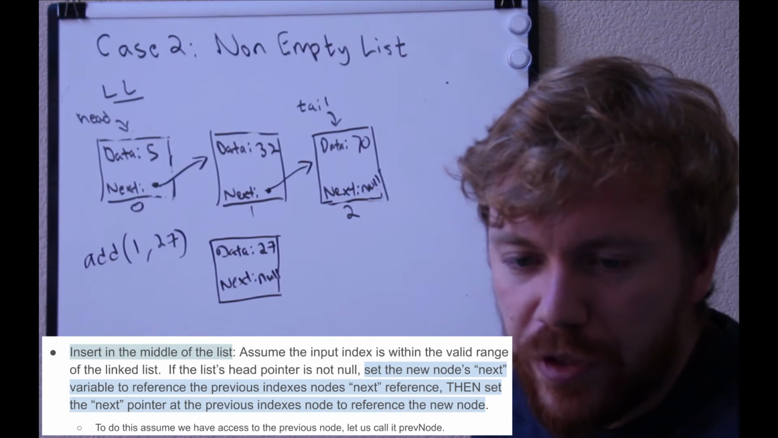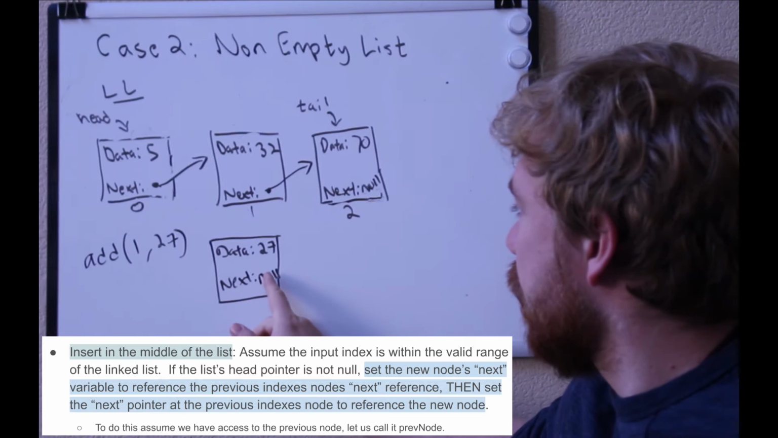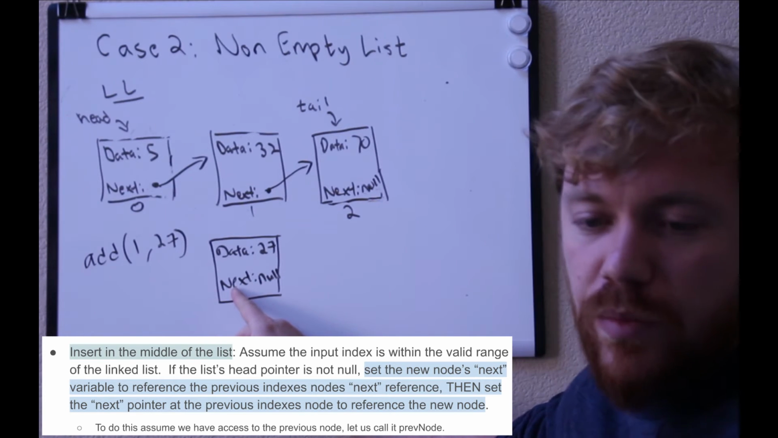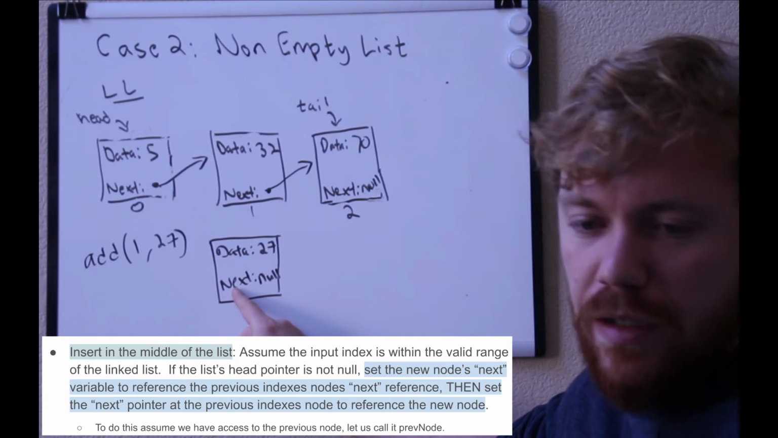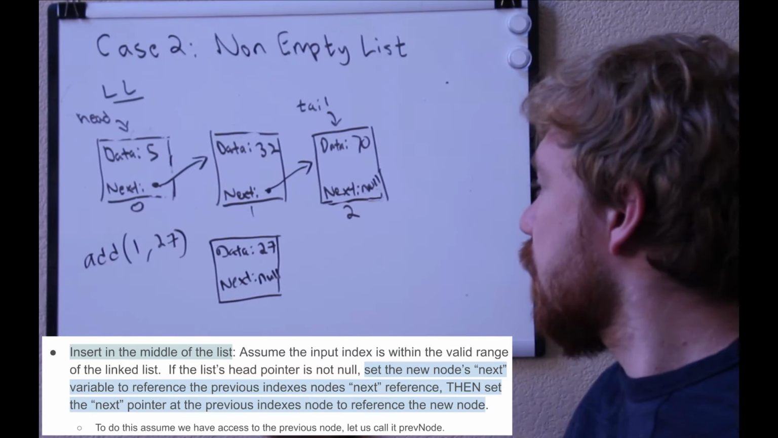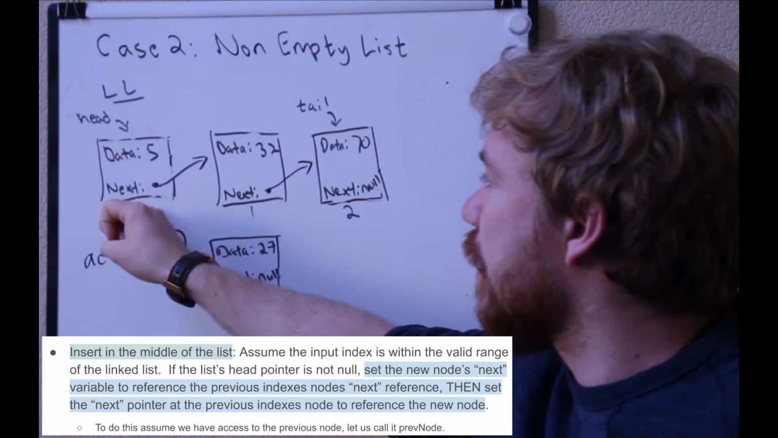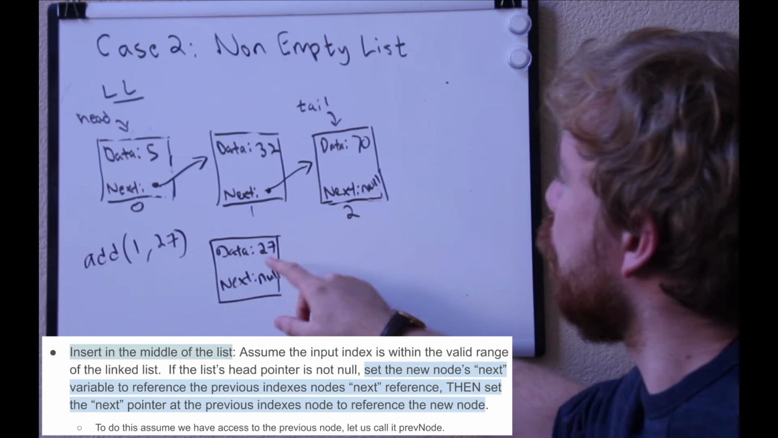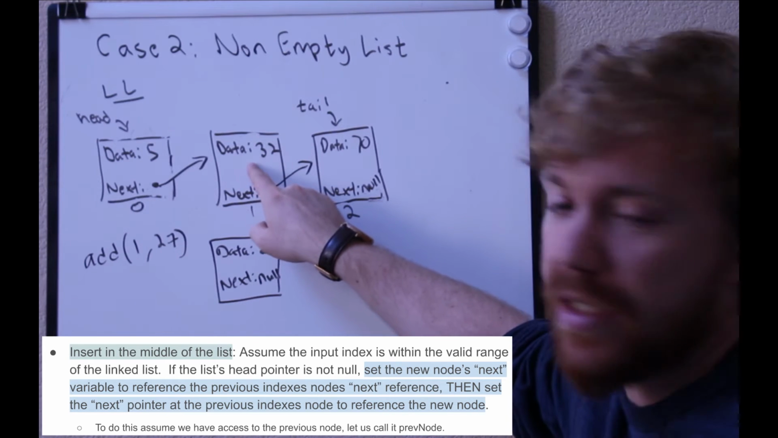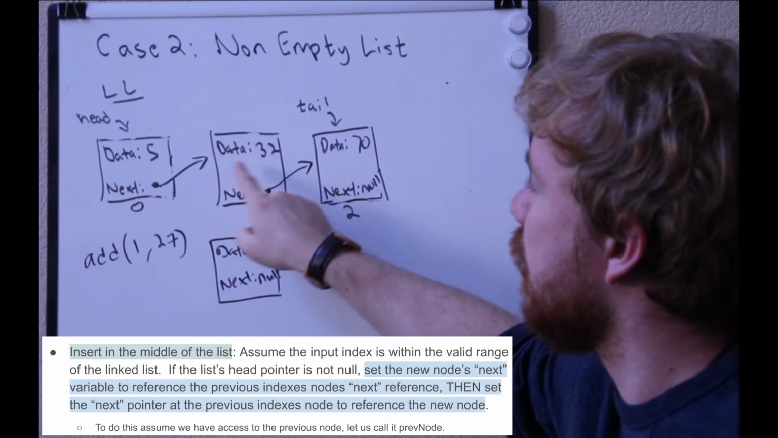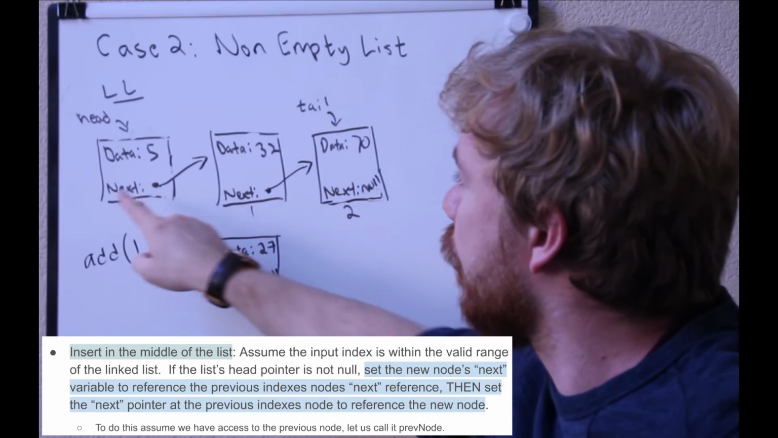Now, if we look at the first instruction, it says set the new node's next variable, so this guy, to reference the previous index's node's next reference. So the previous index, in this case, we're saying index 1. So the previous node to index 1 would be index 0. So the new node's next variable should reference basically the node that it's replacing. And you could say that the node that it's replacing is what is referenced by the next variable of the previous node.